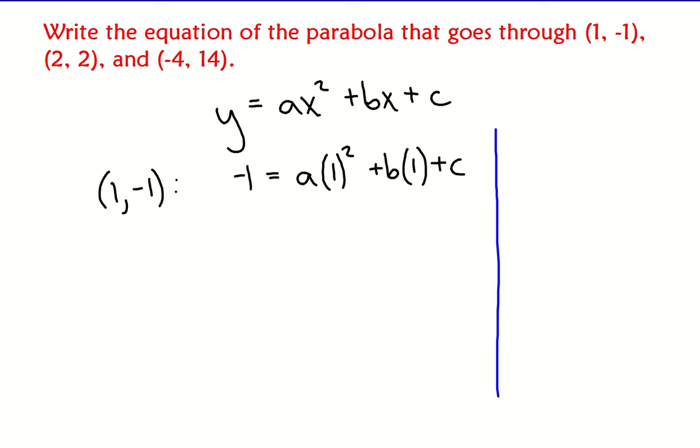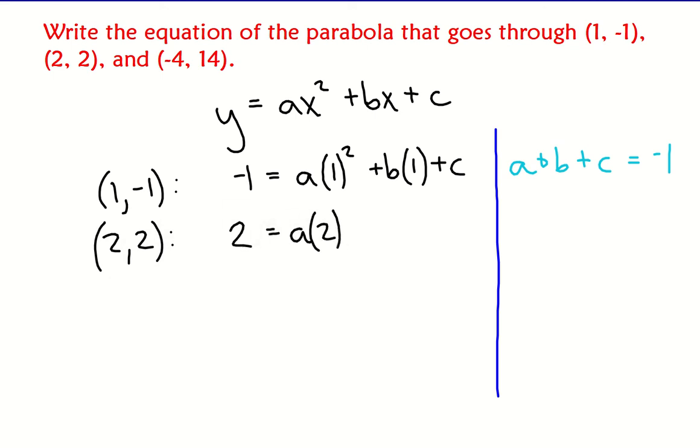And I'm going to simplify that, and I'm also going to put that in a form that we're more used to seeing from previous chapters, that this would be a plus b plus c equals -1. Then I can go ahead and do the second point. So the second point, 2, means that 2 equals a times 2 squared plus b times 2 plus c, when I substitute in for the x and y. And then simplifying and putting in a form that we're used to, this produces 4a plus 2b plus c equals 2.